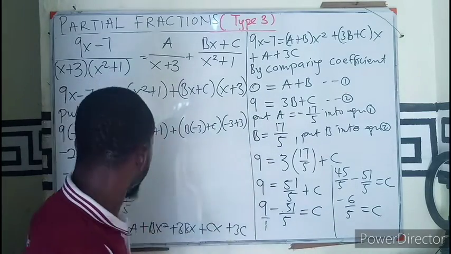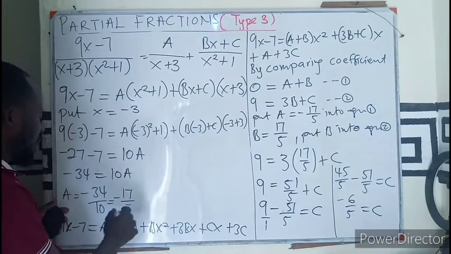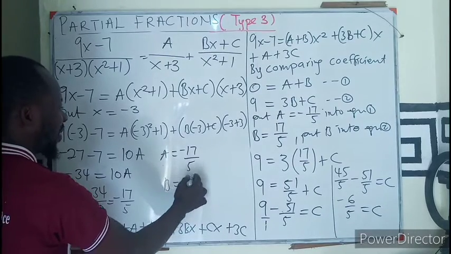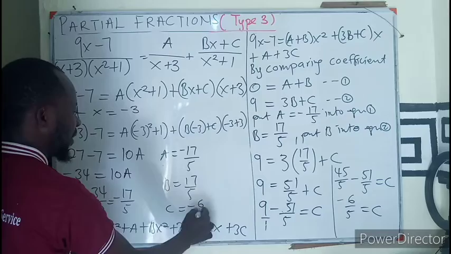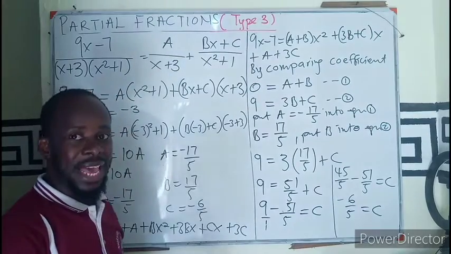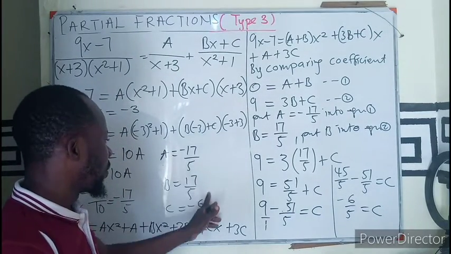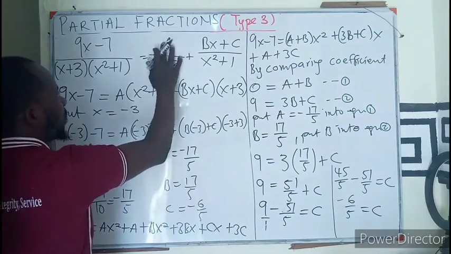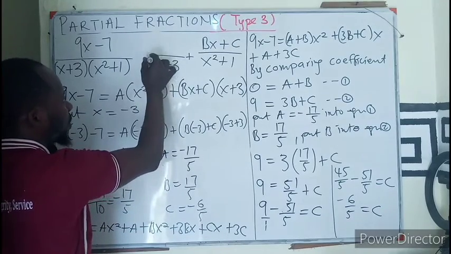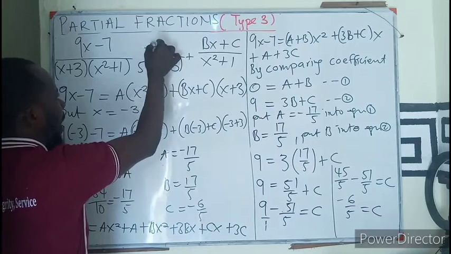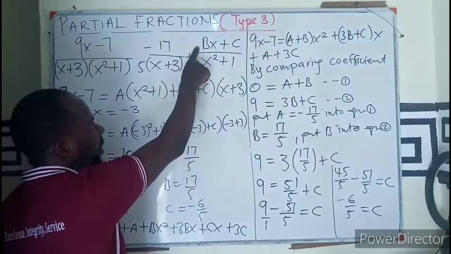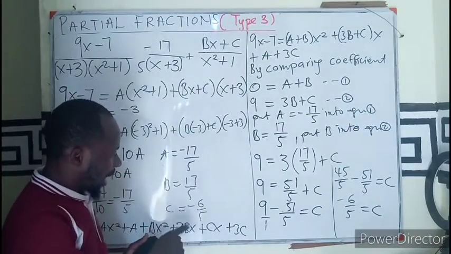Meaning the values have been known as what? a is negative 17 over 5, b is 17 over 5, and c is negative 6 over what? 5. So we are going back into the original question to replace a, b, and c with their corresponding values. Meaning, if I replace here with 17 over 5, the 5 will come down as what? Denominator. So 5 minus what? 17. The first one. So for the b and the c, luckily they all have the same denominator.